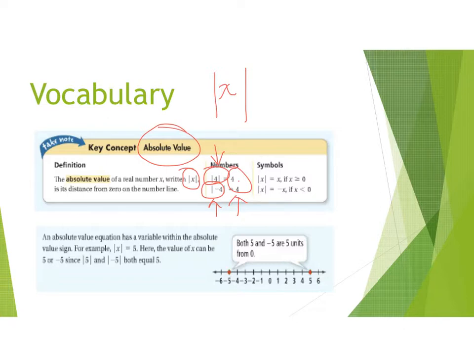If you take the absolute value of negative 5, that means you're 5 units away from 0 on the negative side, and if you take the absolute value of positive 5, you're still 5 units away from 0. So actually, anytime you take the absolute value of a number, you're going to have two solutions, just like in this example here. So if you need to, pause the video and write this information down.